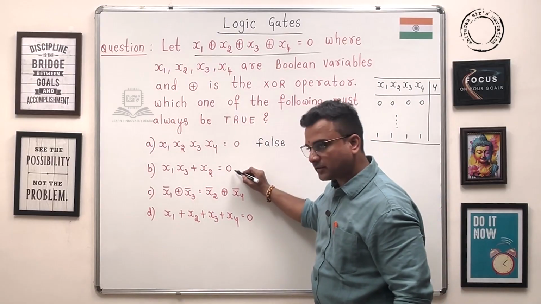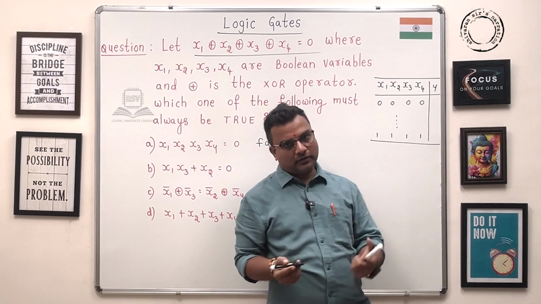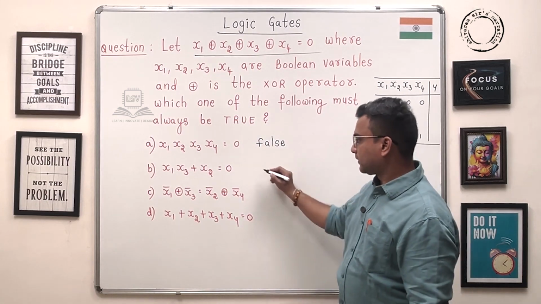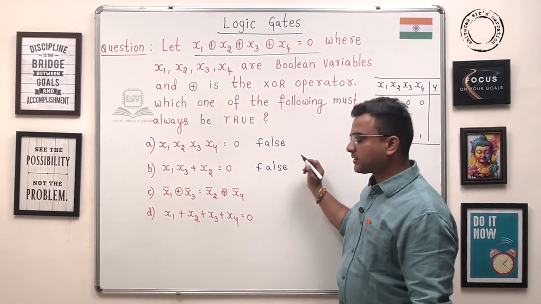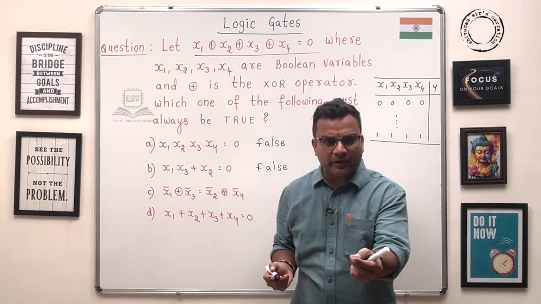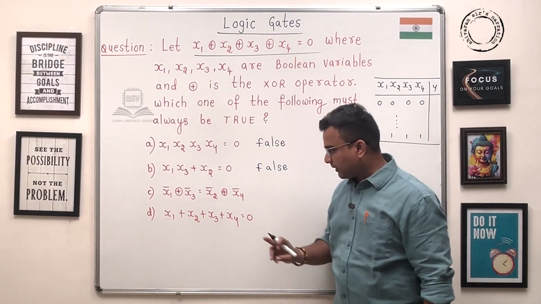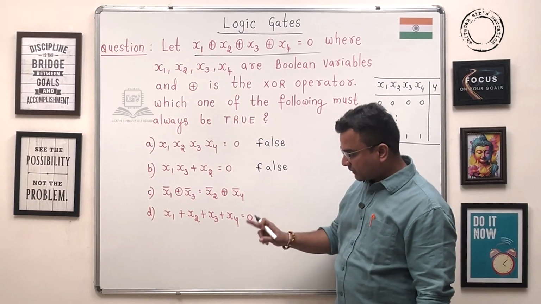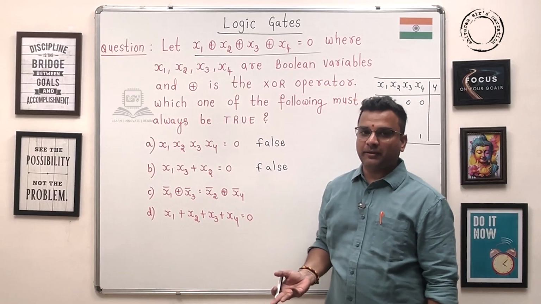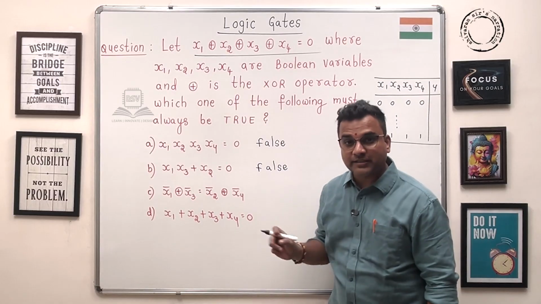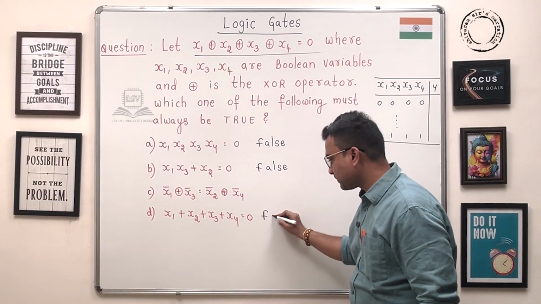Similarly, you take x1 x3 plus x2: 1 into 1 plus 1, you will get 1 only. Hence, this is also false. You can take a few more combinations also, but even if one combination is not valid, then that will not be the answer. Now even if you take the fourth one, x1 plus x2 plus x3 plus x4, 1 plus 1 plus 1 plus 1, it will be 1 only. These are logical additions. Hence, this is also false.